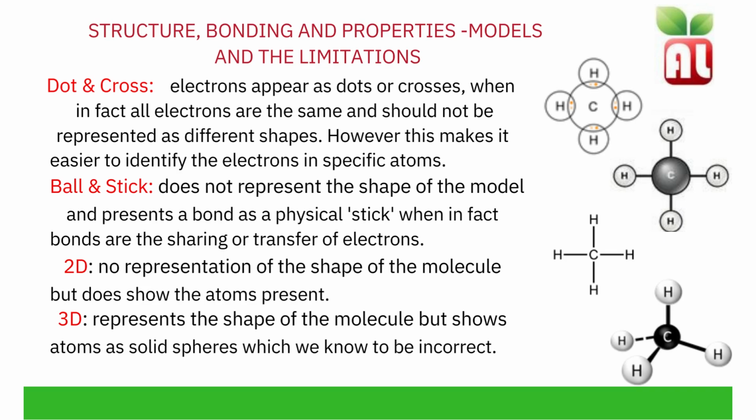In the dot and cross model, electrons appear as dots or crosses, when in fact all electrons are the same and should not be represented as different shapes. However, this makes it easier to identify the electrons in specific atoms. In the ball and stick model, it does not represent the shape of the model and presents a bond as a physical stick, when in fact bonds are the sharing or the transfer of electrons.